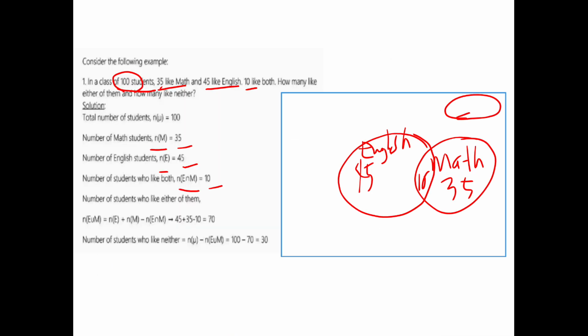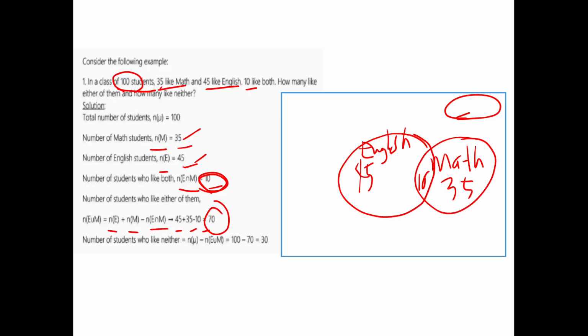First, we have NA plus NM minus N of E intersection M, the intersection is both. So therefore, 45 for English, and then 35 for math, and then minus 10. So we have 70.